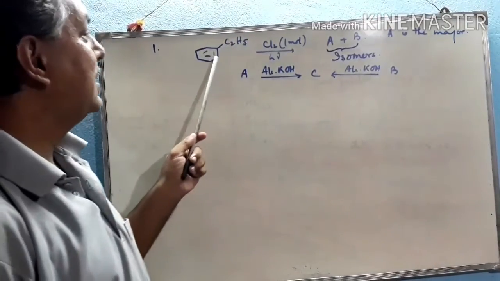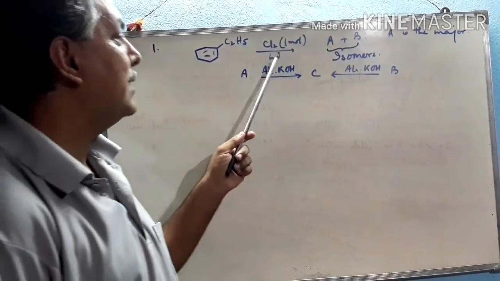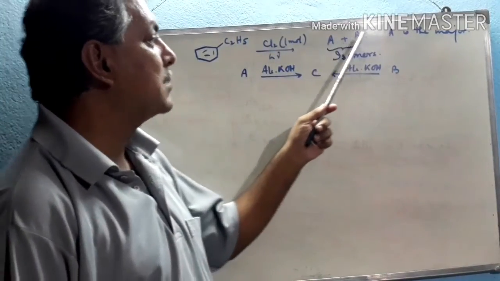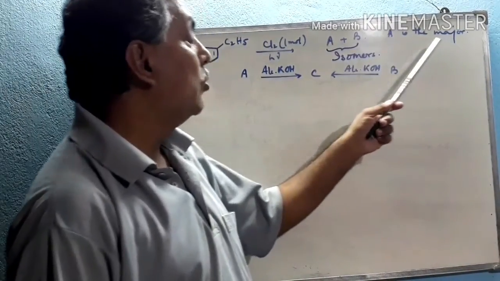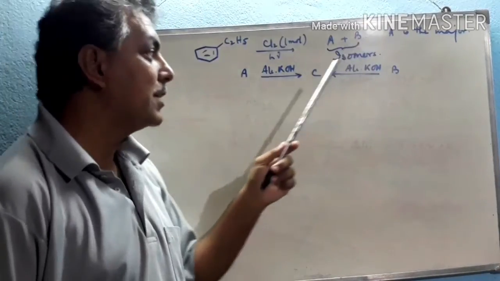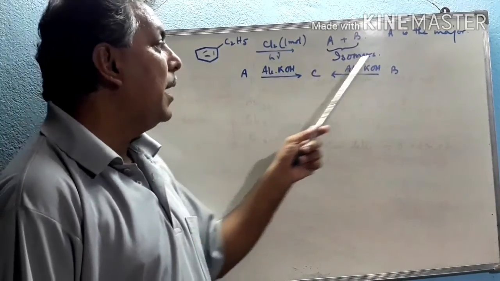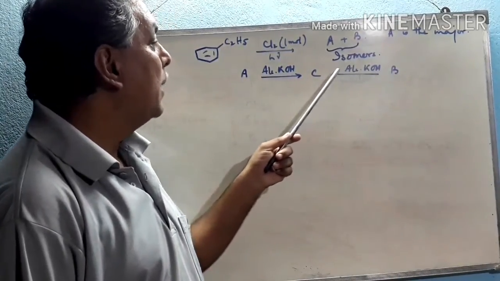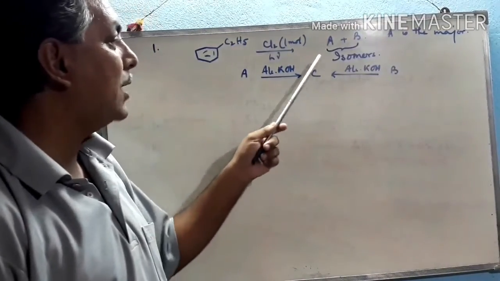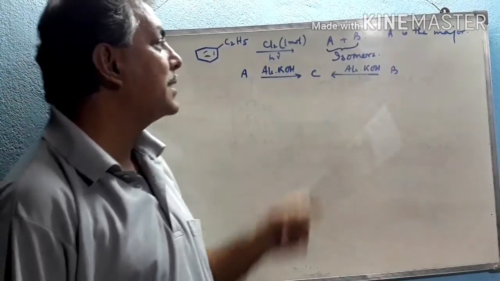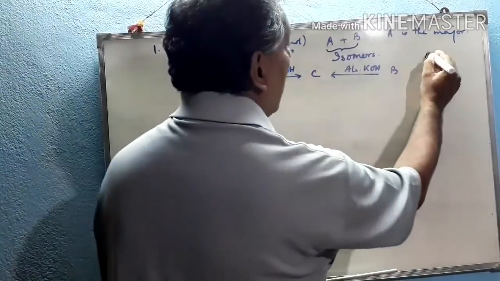Ethyl benzene is treated with 1 mole of chlorine in presence of h nu, that means light, sunlight, to produce A plus B. These two are isomers of each other, where A is the major product. We have to identify the structure of A and B first. Then A with alcoholic KOH produces C, as well as B also in presence of alcoholic KOH produces C. That means these two give the same product when treated with alcoholic KOH separately. So identify A, B and C.